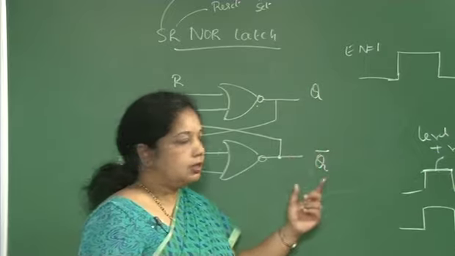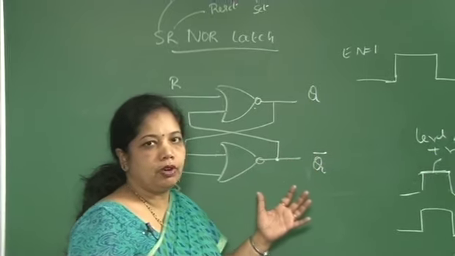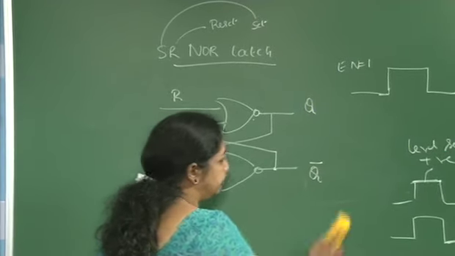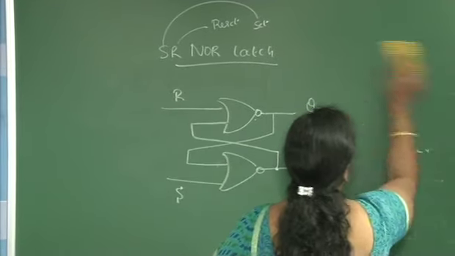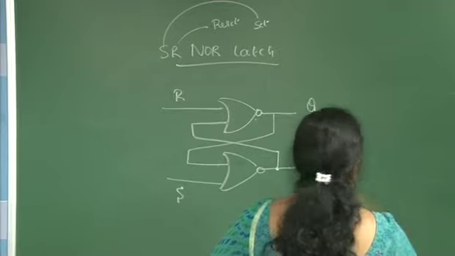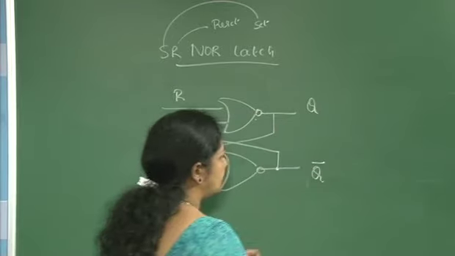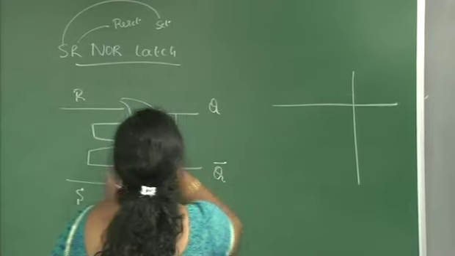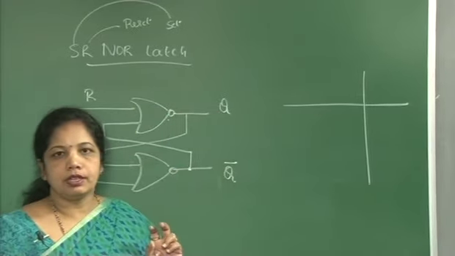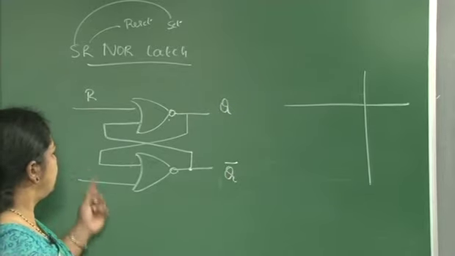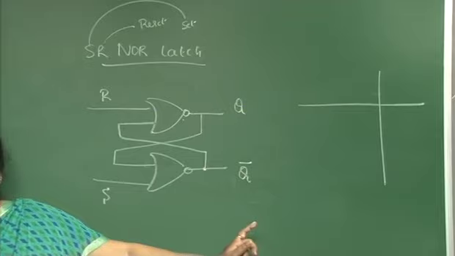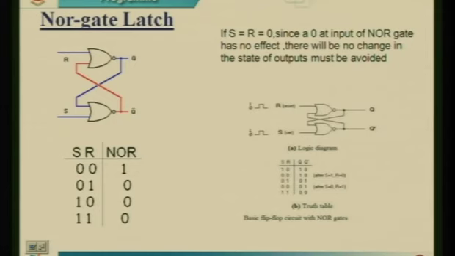So, let us discuss how this latch responds with respect to the signal applied. Before discussing this, since we have 2 inputs, we will have 4 combinations. Let us discuss now one by one how exactly this works.